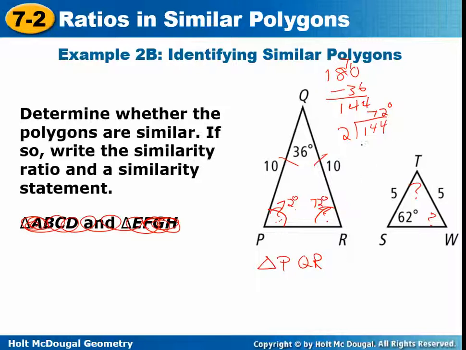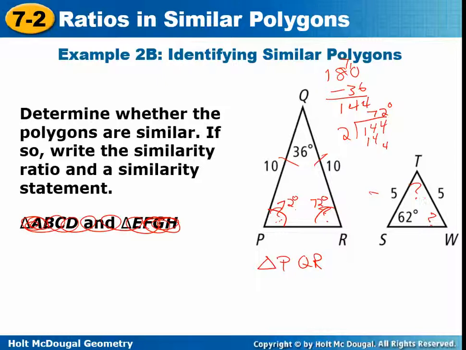Did I do that right? Because it's not looking good then. 7 minus 3 is 4. Now over here, this is marked 62. I really don't have to go any farther. These are not similar because 62 is not one of the angles over here.